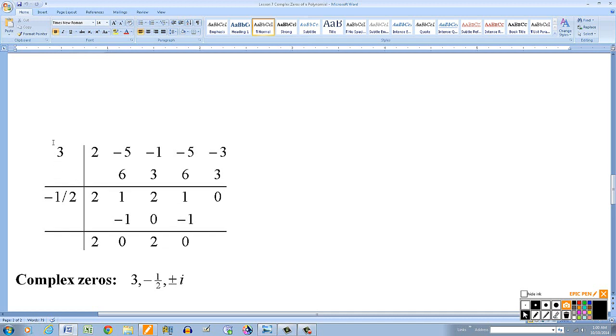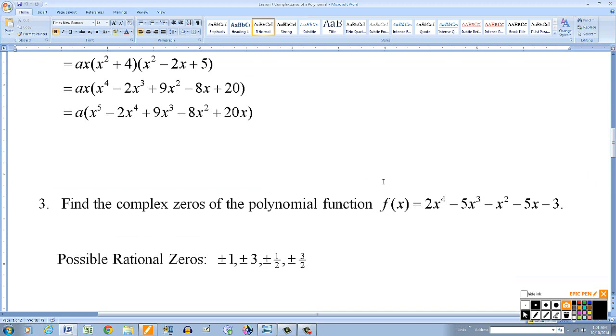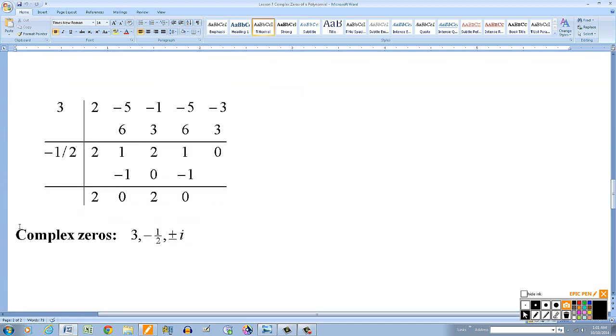Now remember, I know then that 3 and negative 1 half are zeros. I can call them complex zeros, even though they don't have the i, because they are complex numbers. The complex numbers include all the real zeros, rationals, and so forth. So 3 and negative 1 half are zeros. Now, keep in mind that once you do one synthetic division, it reduces the degree of the polynomial. So we started with a 4th degree polynomial. When I do this synthetic division, these are the coefficients right here of a 3rd degree polynomial.